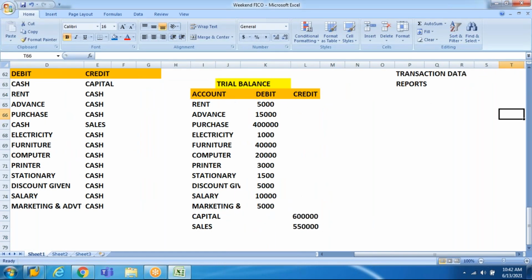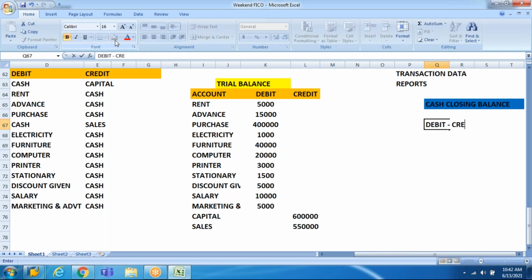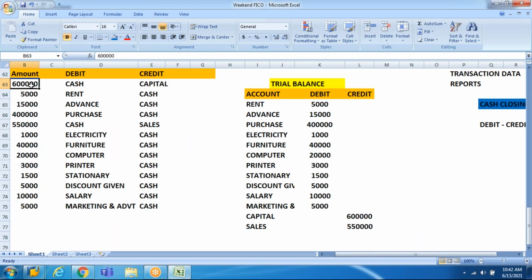So let us find out the cash closing balance. How is the cash closing balance identified? It is nothing but debit minus credit. Debit minus credit is your closing balance, which means you need to consider all the debit balances of the cash and then deduct the credit balances of the cash. Now, how many cash debits are there? 6 lakh. And what is the other debit? 5,50,000. Total 11,50,000, which is 5,50,000 plus 6 lakh.